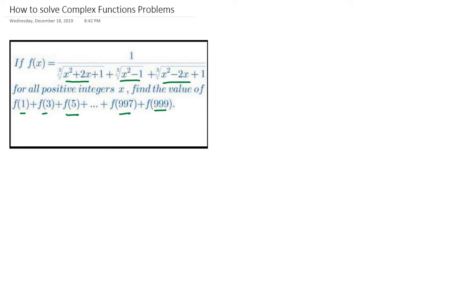So how can we simplify it? From where I can see, the denominator has one term which is the square of x plus 1. The second term, if we break down x square minus 1, is x minus 1 into x plus 1. And the third term is x minus 1 whole square, right? So these are the simplified forms of these three bigger expressions.